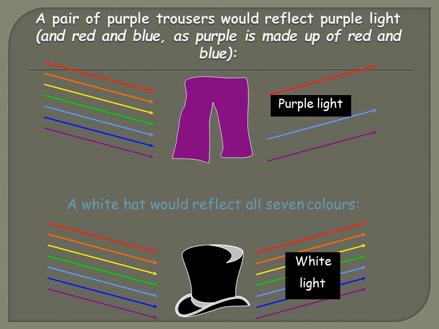A pair of purple trousers would reflect purple light, red and blue, as purple is made up of red and blue. So if we throw light on purple trousers, red and blue will appear because the color purple is made by mixing red and blue color. Similarly, white light is made up of 7 colors, so it will reflect all 7.